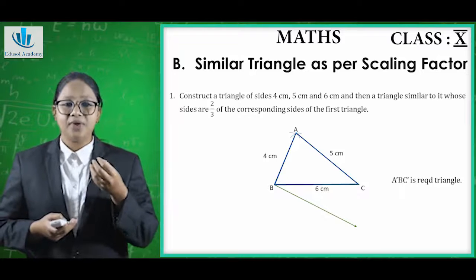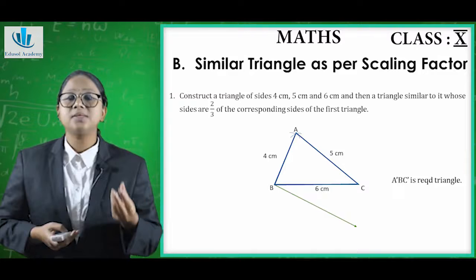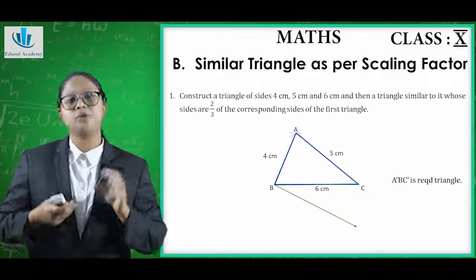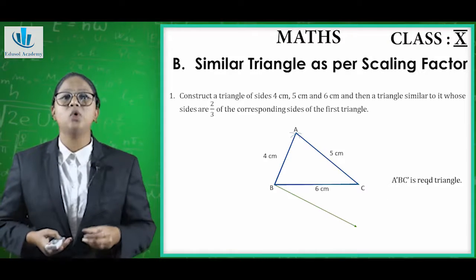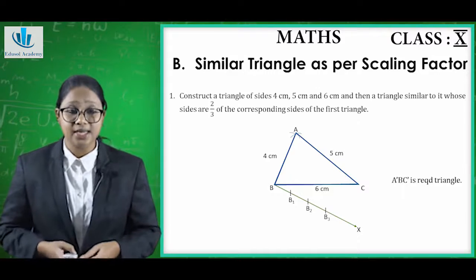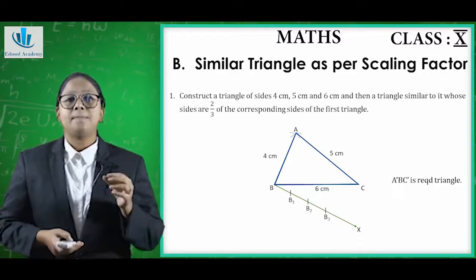In this, when it comes to construction of similar triangles, the maximum value in the scaling factor can be taken as the number of divisions. As in 2 by 3, 3 is greater. So we only need to make 3 divisions. I hope my point is clear. Alright. Now again join B3.